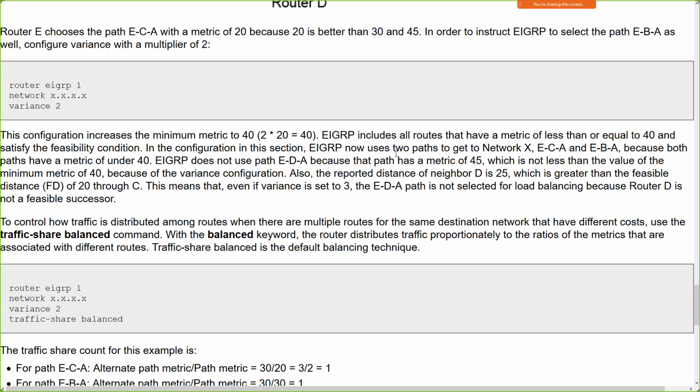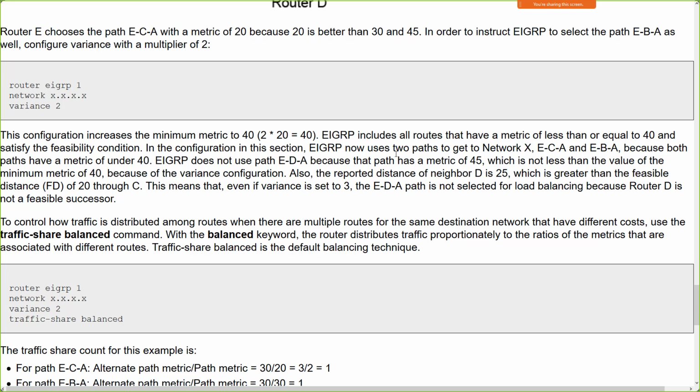We can go through ECA or EBA because both of those path metrics are under 40 and they both meet the feasibility condition. EDA has a metric of 45. So we already know it's not going to qualify anyway because it doesn't meet the feasibility condition, but we also know it doesn't fall within the variance. So not only do we not meet the feasibility condition, we don't fall within the variance, so the route's just simply not going to be used, if that makes sense. All right.